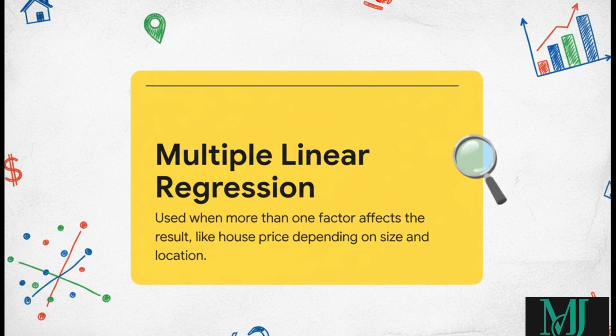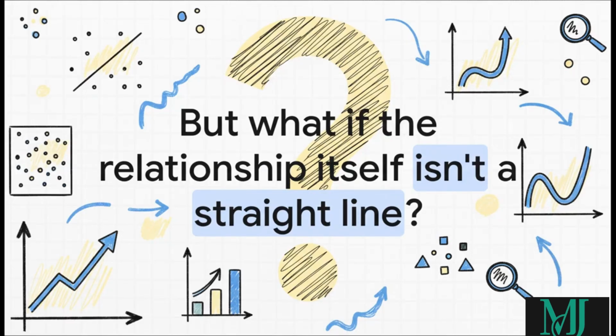It's the same core idea we've been talking about, but instead of just one X to predict our Y, we can throw in a bunch of them. It'll find the best relationship that balances the influence of the house size and the location and its age all at the same time to make the most accurate prediction it can.